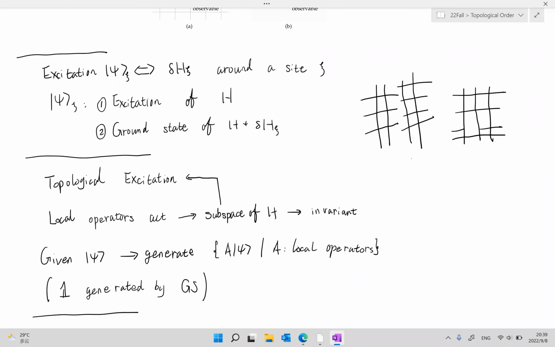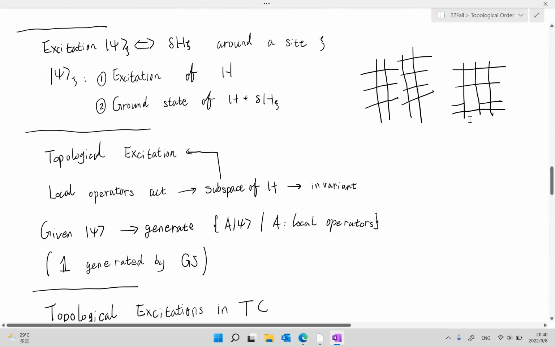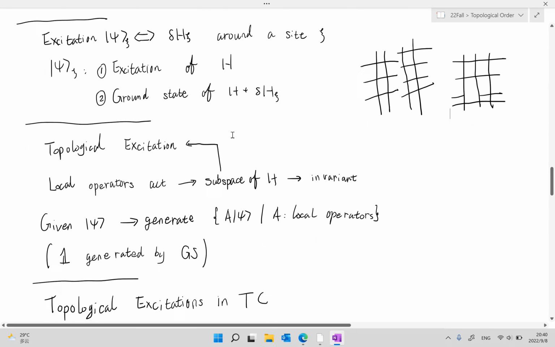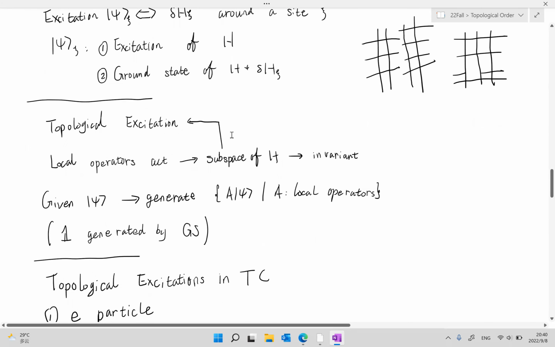Okay, so the topological defects are something like this. We can deform the lattices to get something. This is a dislocation, and I think this is a vacancy of a vertex or of a link. And here's another definition.